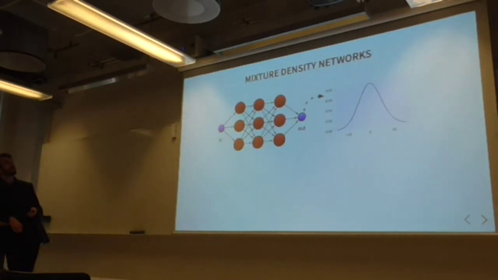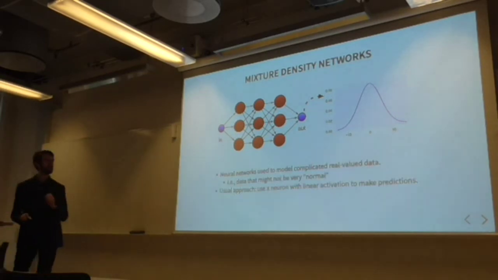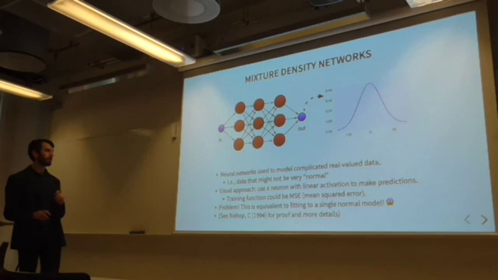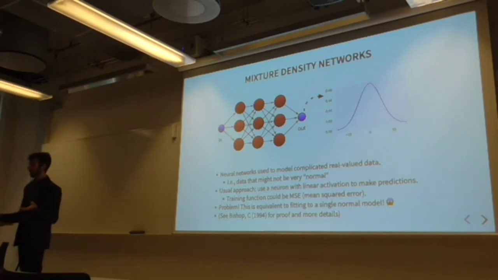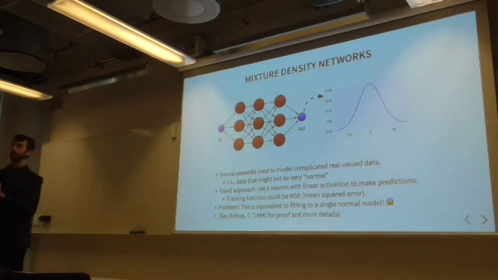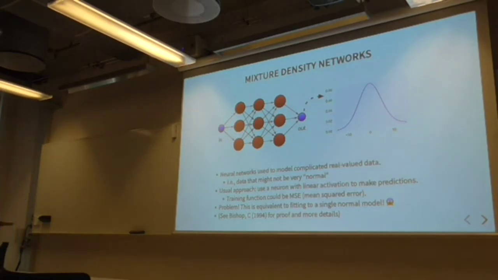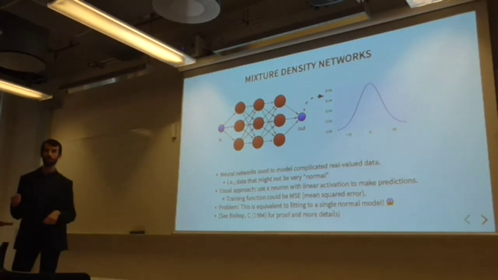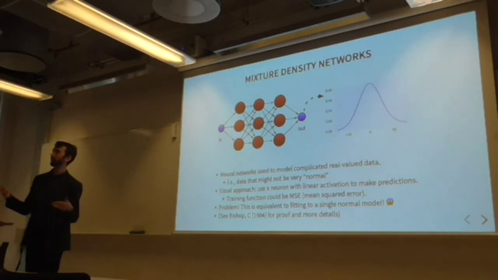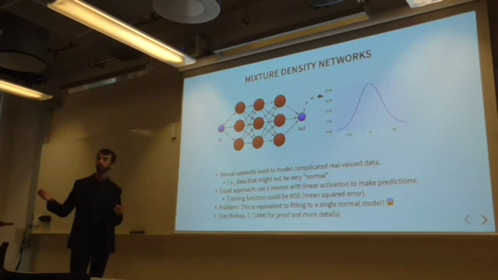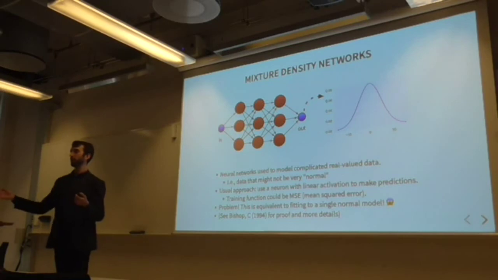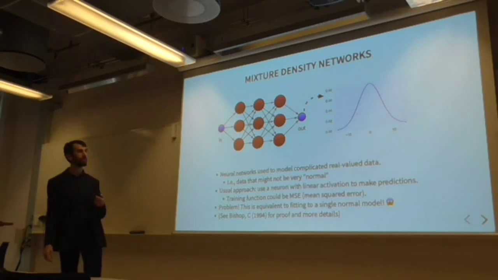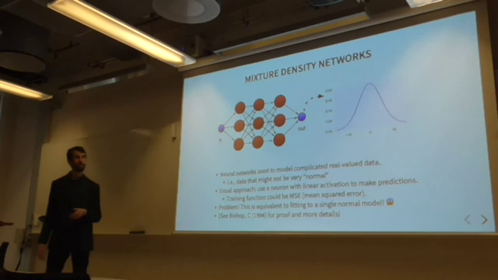Now, mixed density networks. So, neural networks can be used to model complicated real-valued data, right? And one approach you might want to do if you had real-valued data is, well, just have a single neuron at the output of your normal feed-forward neural network. That produces a real value, right? If you give it a linear activation function, the final neuron unit in your network would just output a number. So why can't we just train to that?